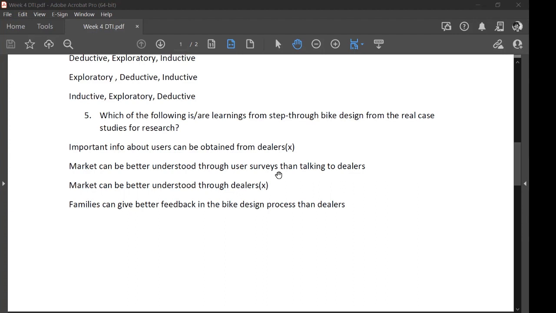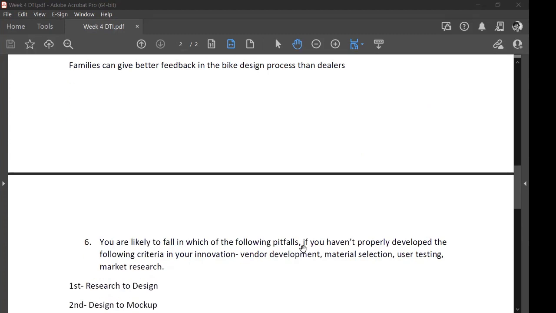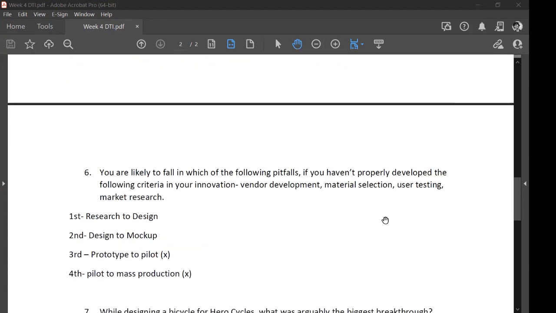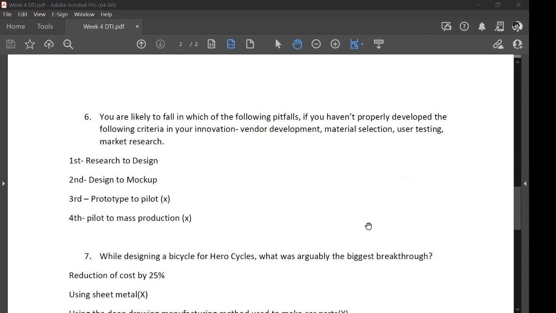And dealers, on the other hand, have already dealt with hundreds of users, or maybe even more than hundreds of users. So they can give you this knowledge very quickly, and a very comprehensive idea of what people want.